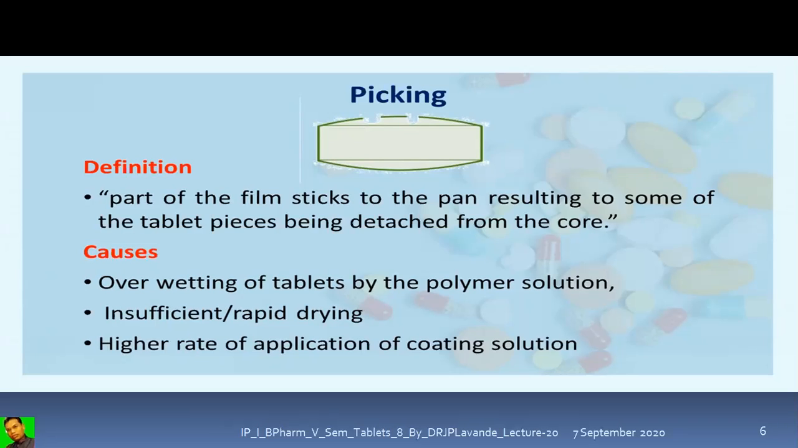Picking is defined as a part of the film sticking to the pan, resulting in some tablet pieces being detached from the core. You can say this is the core and some portion of the tablet surface gets detached. This process is said to be picking, right? How does this picking occur? This portion touches the tablet coating pan, and once the tablet moves from that location during coating, sometimes the chances are that it will get removed.